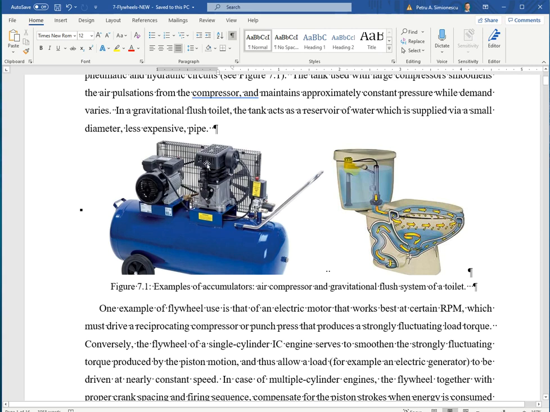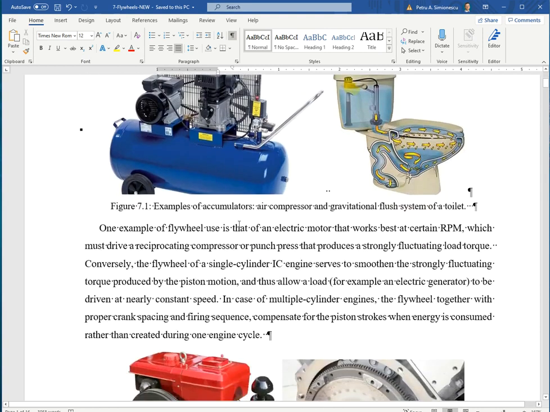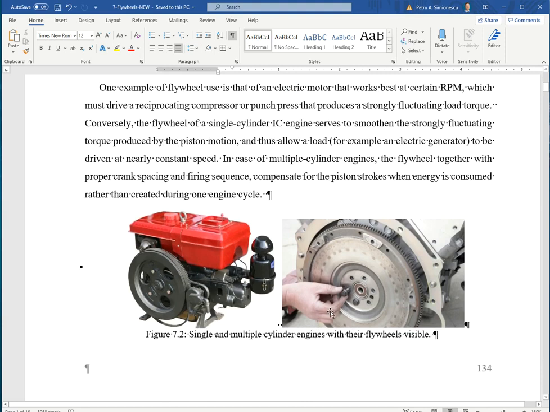You would be either experiencing large RPM fluctuations in the whole system, or you might need a larger motor just to overcome those peak resisting torques or low torques. In engines, this is the case of a single cylinder engine, and you can see the sizable flywheel. Here's the case of a multiple cylinder engine, and proportionally the flywheel is smaller. Just look at the thickness, it's much thicker here.